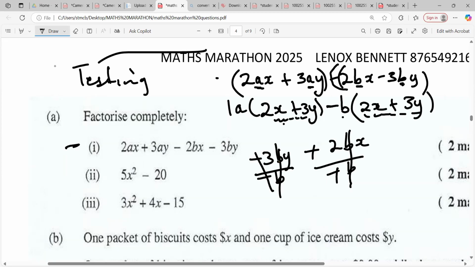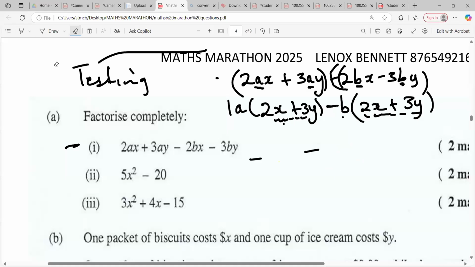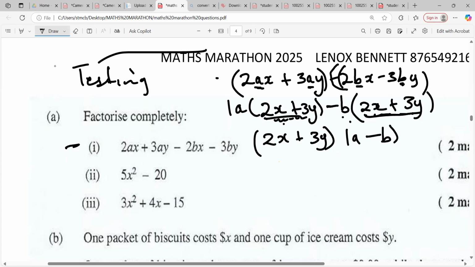Alright. Most persons got it, but a few persons put plus b. So guys, you have to look carefully when you're writing the answer, right? Because you did all the hard work already. You don't want to give away your mark by putting 1a plus b. So you take out this one common first, which is 2x plus 3y, common to both brackets. So we can pull out that, and then we take out 1a minus b. Or if you have b minus a, it is correct just the same. Alright? So very good, very good.